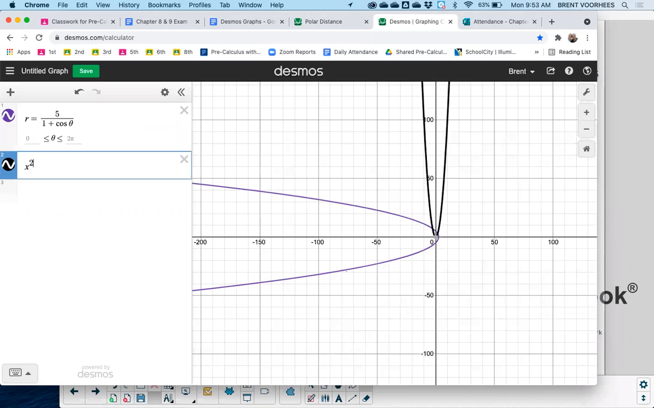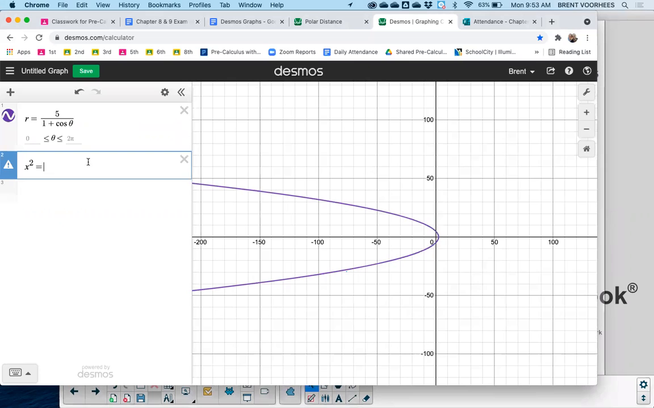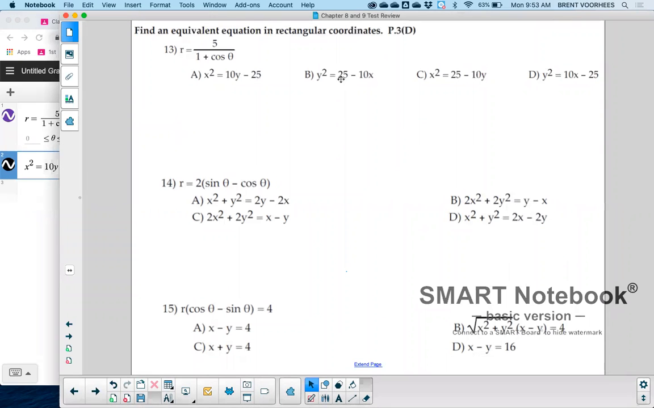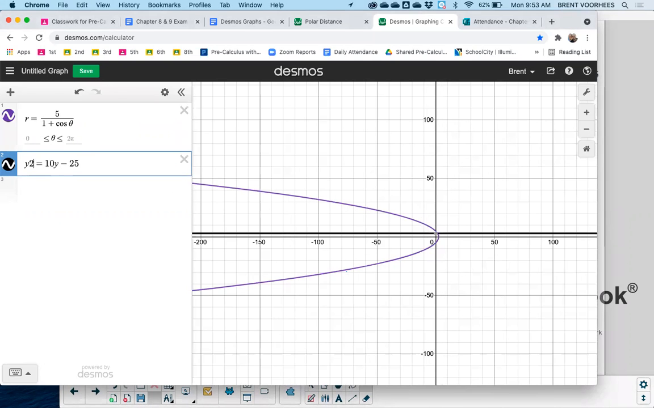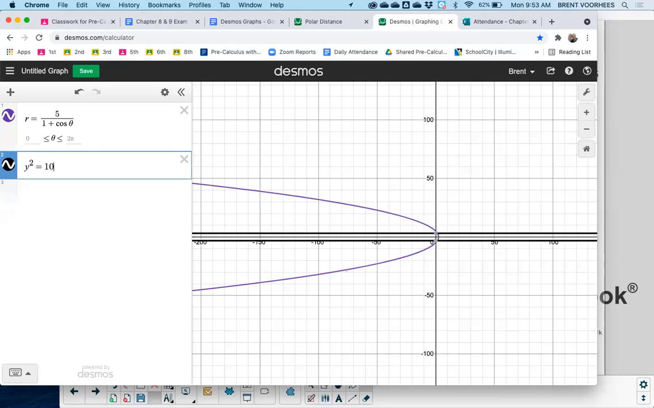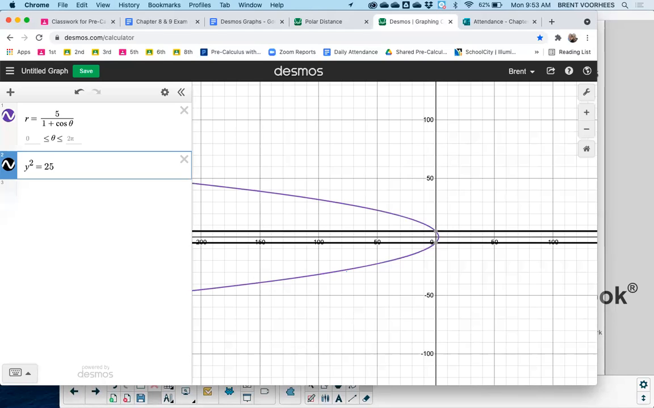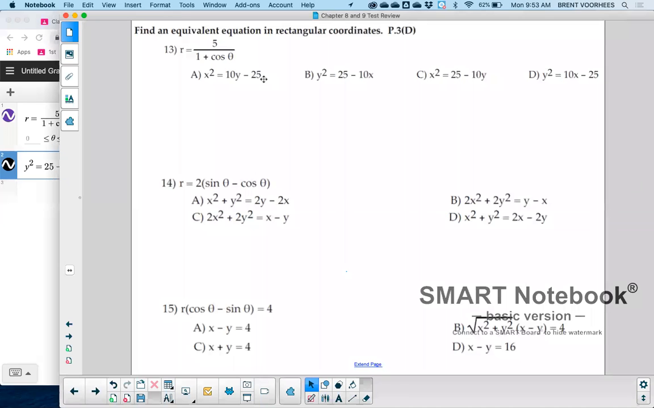So x squared equals 10y minus 25. That's not it. So A is definitely wrong. B, y squared equals 25 minus 10x. Ooh, that's the answer right there. So the answer would be B.